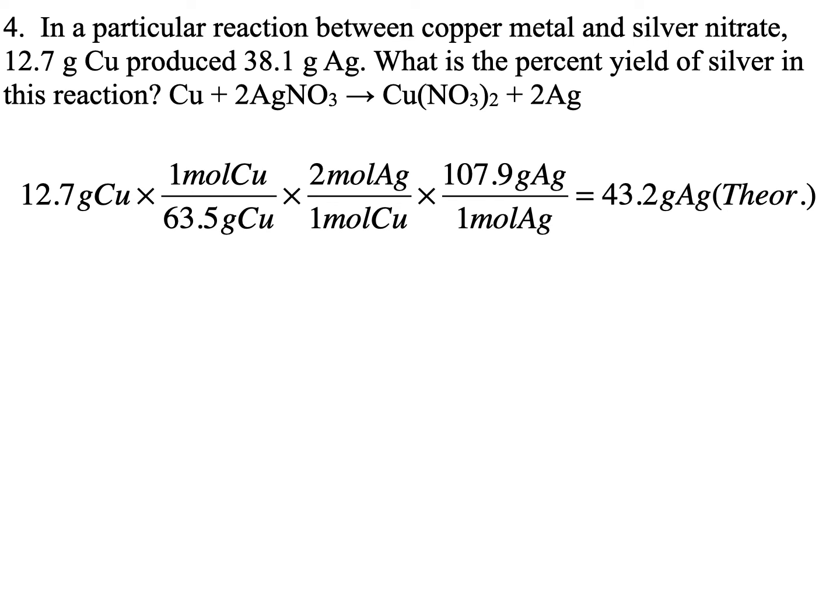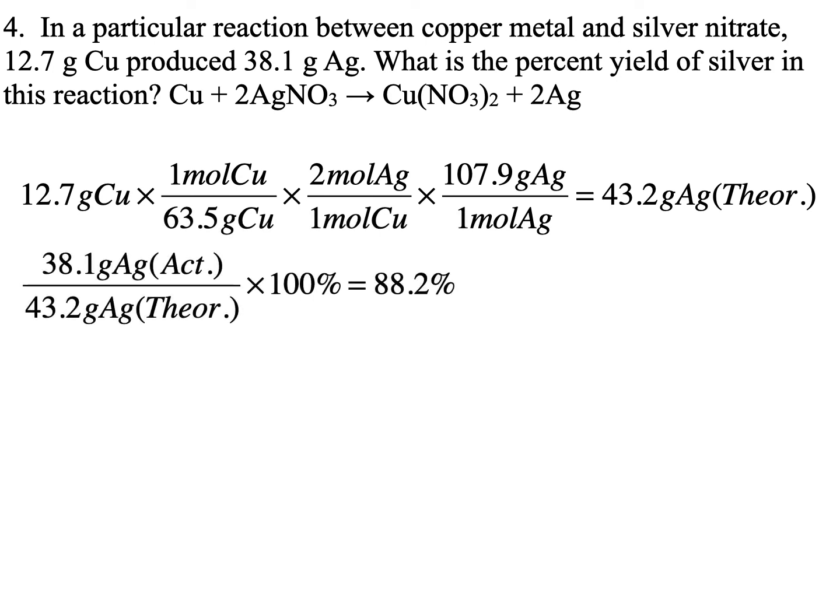Our percent is just going to be our 38.1 grams divided by our theoretical of 43.2 times 100, which comes out to 88.2% yield. All percent yields are done the same way. You just have to make sure that you're solving for the right thing and making sure, as always, that all your molar masses are correct.